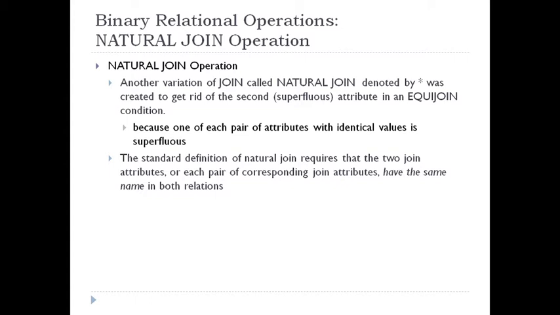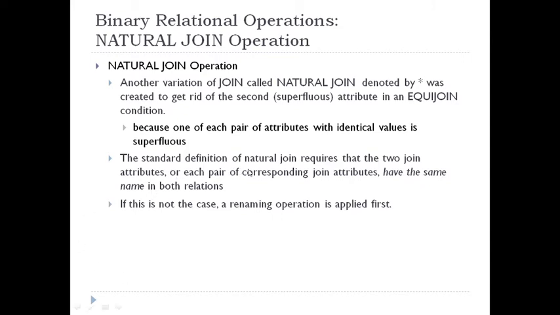That means in both the relations the attribute must have the same name, like DNO in one table and DNO in another table, or DNUM in one table and DNUM in another table. Now, if it is different, then what do we have to do? We have to use the rename operation, and then take the natural join.